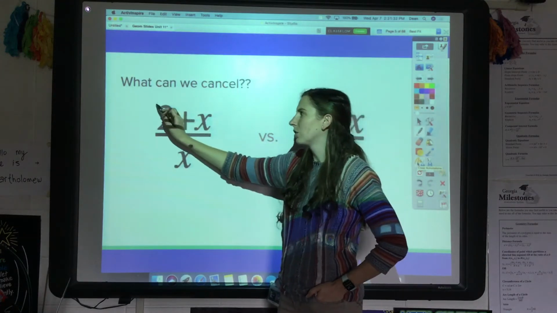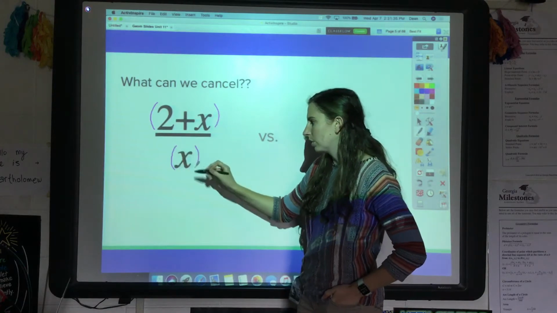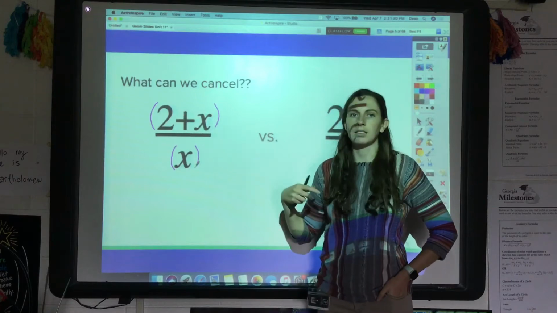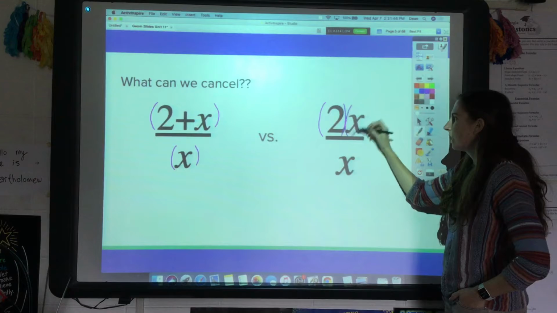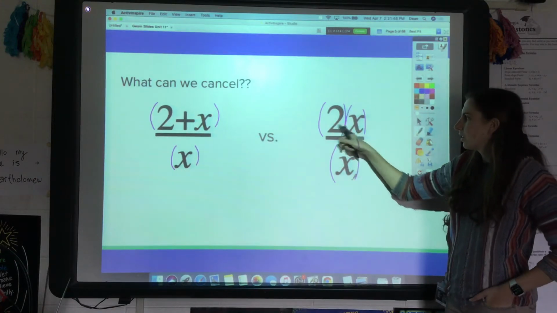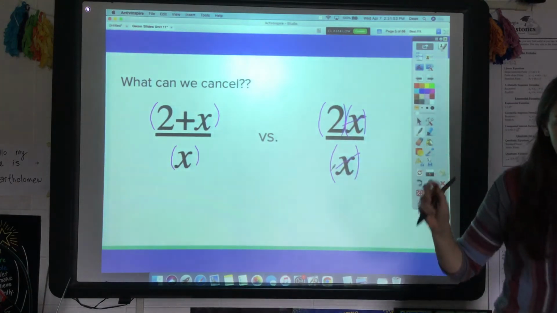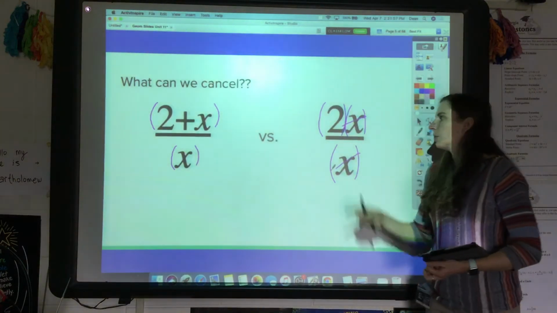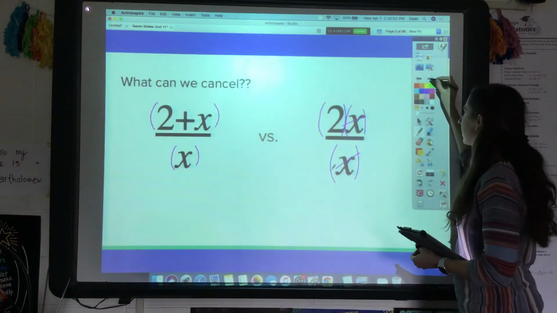There's kind of some understood parentheses around the numerator and denominator that we don't usually write. And so that x is attached to the 2 by the plus sign. But here I've got a 2 times x divided by x, and they're just being multiplied, so I can cancel the x's. So as long as it's all just multiplication, as long as it's all just factors, you can cancel stuff, but pluses and minuses usually complicate things.